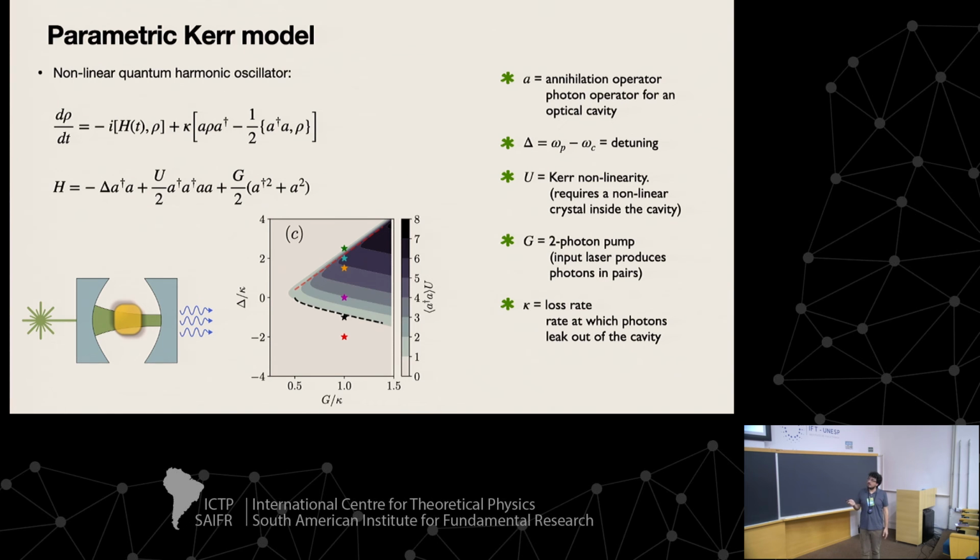This kind of Kerr model, with some variations, maybe there can also be a linear term, which is like A plus A dagger. I mean, they appear very often as effective descriptions of more complicated processes. So for example, if you put a superconducting circuit inside your cavity, the Hamiltonian is going to be much more complicated. But in some regimes, it can be approximated by this one. So this is an effective description of that.